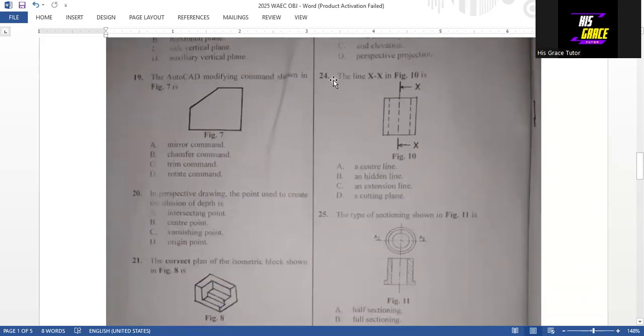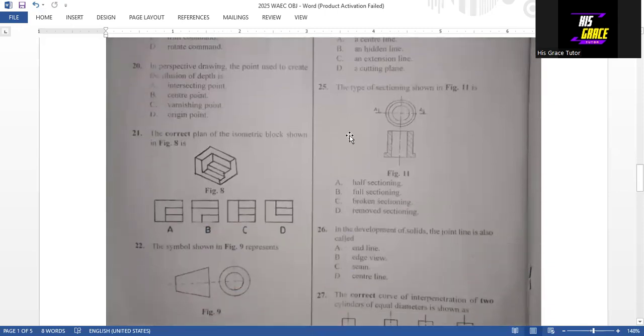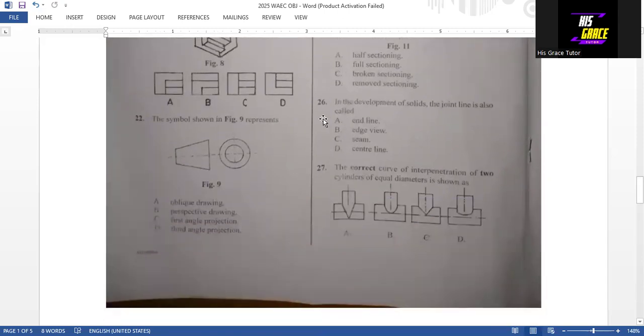Then question 24. The line XX in figure 10 is a cutting plane. That is option D, which gives us the answer to question 24. Then question 25. The type of section shown in figure 11 is a full section. That is option B, the answer to question 25. Question 26, in the development of solids, the joint line is also called the seam. That is option C, the answer to question 26.